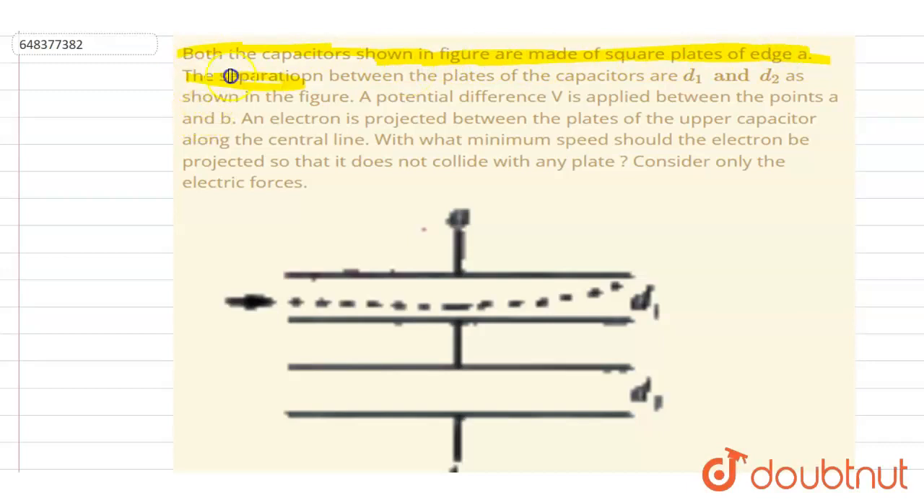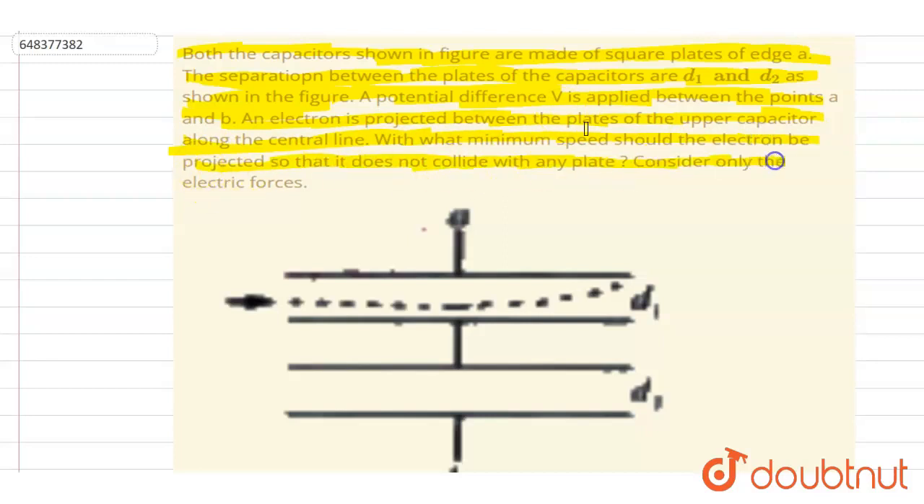Hello everyone, both the capacitors shown in the figure are made of square plates of edge A. The separation between the plates of the capacitors are D1 and D2 as shown in the figure. The potential difference V is applied between the points A and B. An electron is projected between the plates of the upper capacitor along the central line. With what minimum speed should the electron be projected so that it does not collide with any plate?